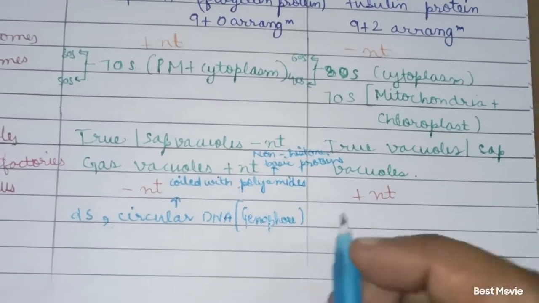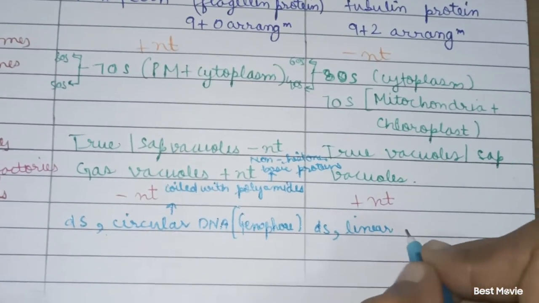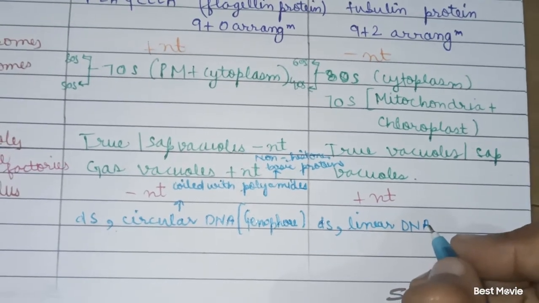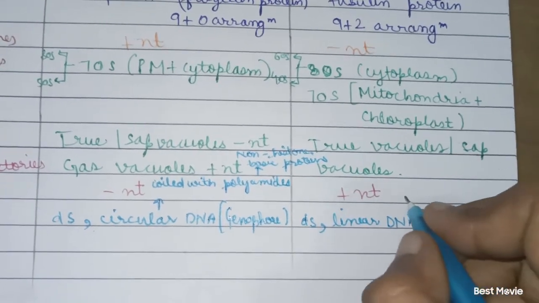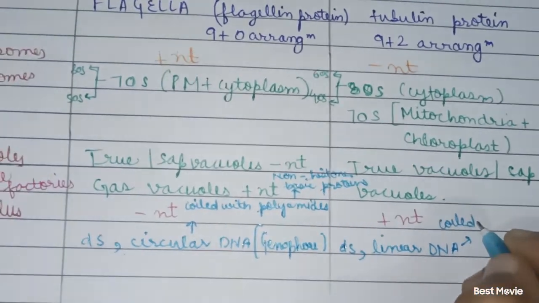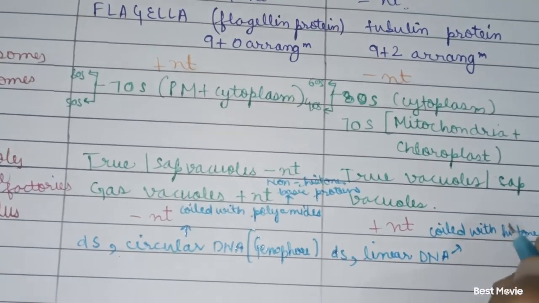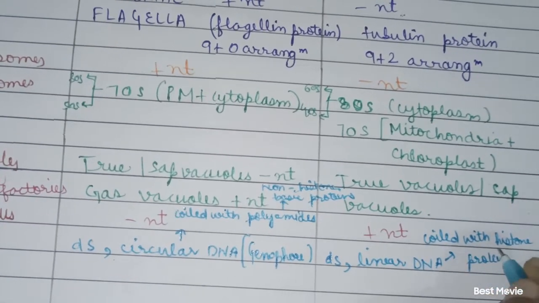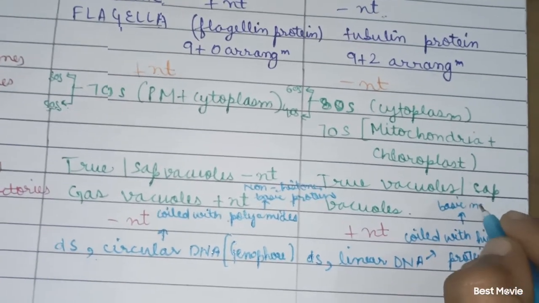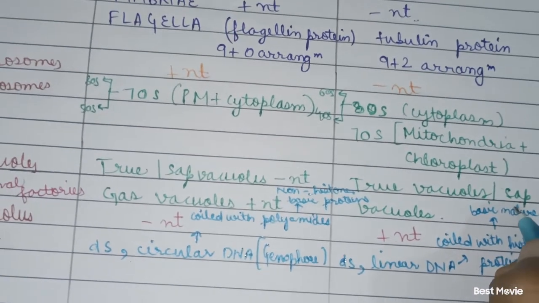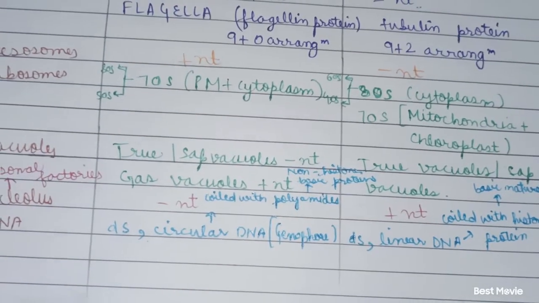The DNA in eukaryotes is also double-stranded, but it is linear DNA, coiled with the help of histone proteins. Just like polyamide, it also has a basic nature, because DNA stands for deoxyribonucleic acid, and to hold together acids we need some basic substance.